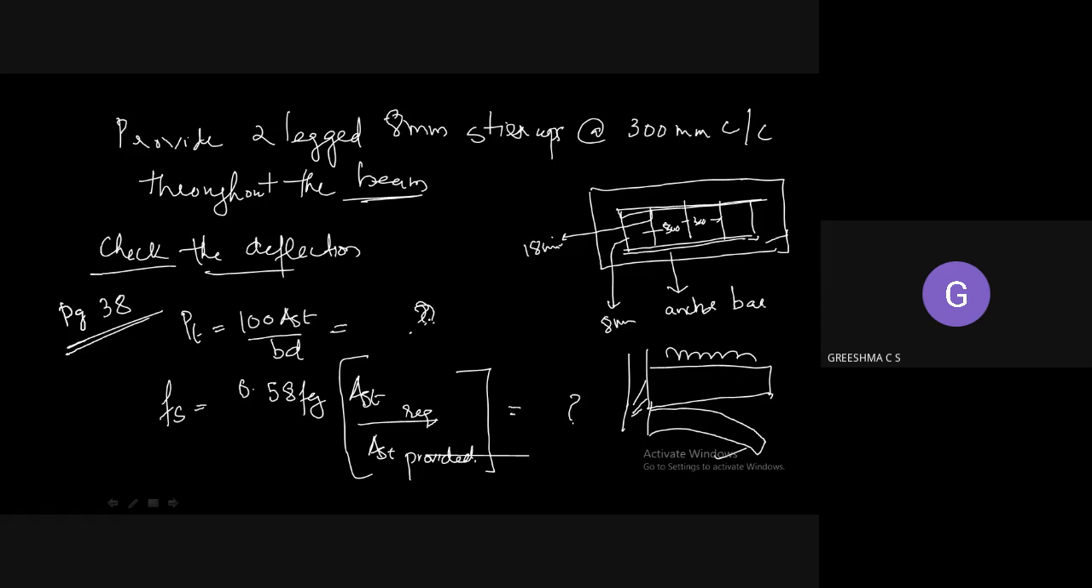എത്ര അത്? 0.48. Okay, 0.48. So how much is the FS then? FS എത്ര വന്നിട്ടില്ലേ? How much is FS? വേഗം പറയണം. 0.58 into 415 into AST required divided by AST provided. നമ്മൾ എത്രയാണ് AST required കിട്ടിയത്, അത് divided by AST provided.